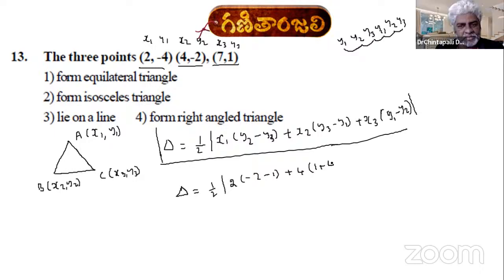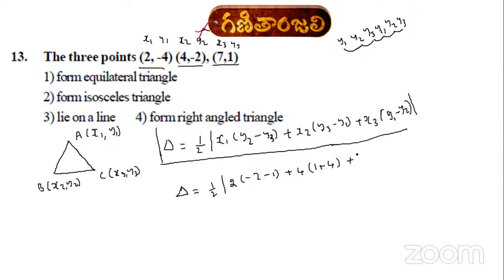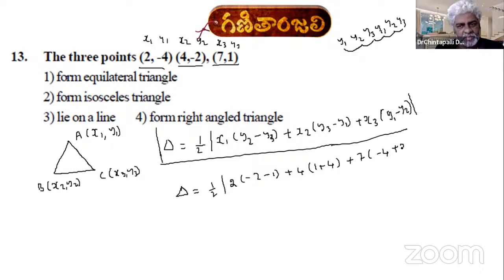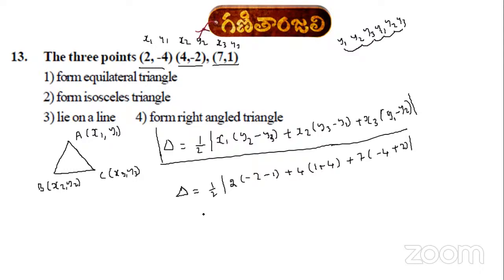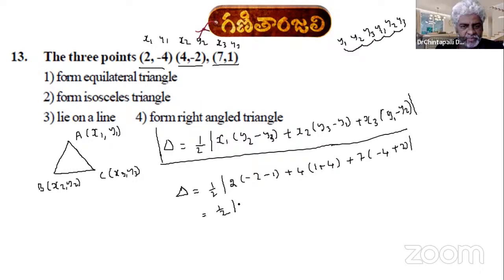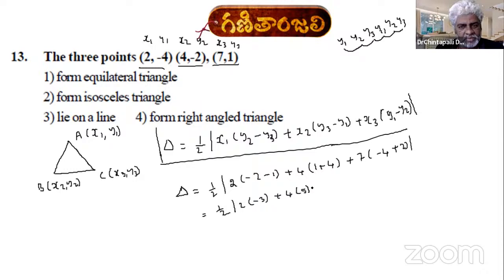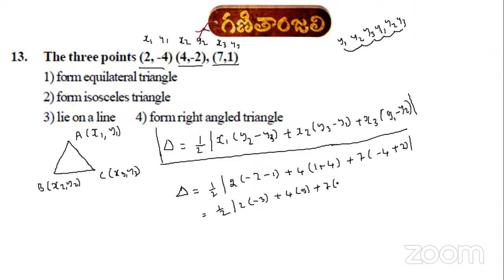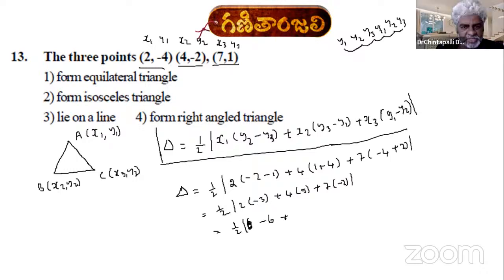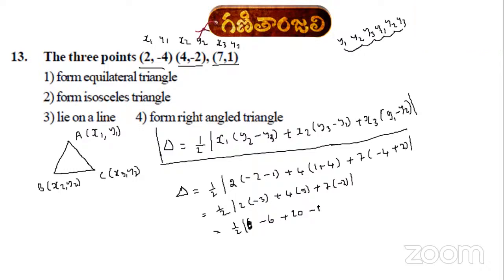Next, 4 times 1 plus 4, plus 7 times negative 4 minus, sorry, plus 2. Half times 2 times of negative 3, plus 4 times 5, plus 7 times negative 2. That gives negative 6 plus 20, negative 14.